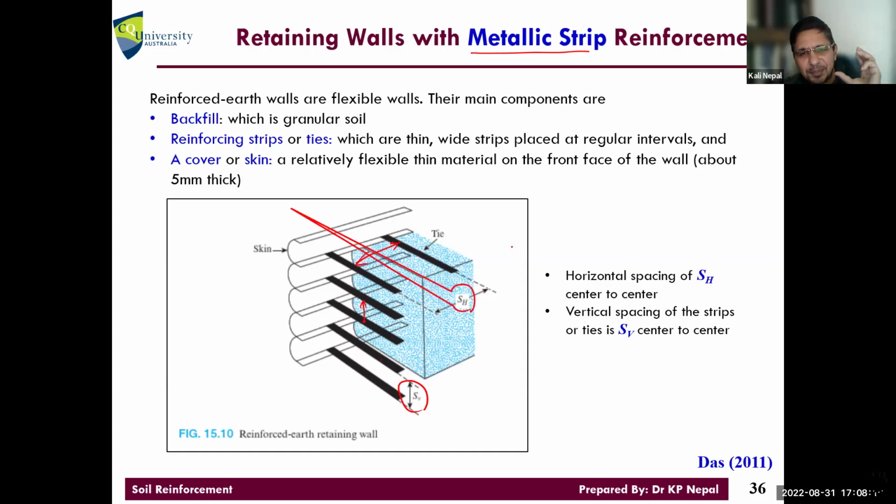Because they are just strips, there will be a width of tie, W, as well as a thickness T, and then the length, L, the total length first. Is that right? So now, what happens here?